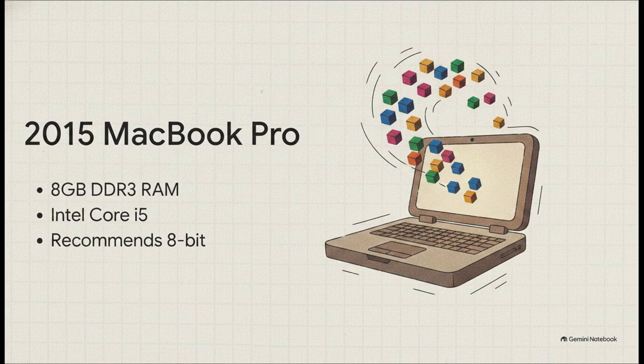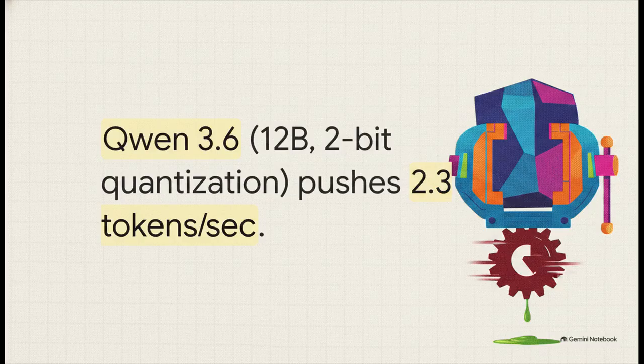It handed us a list of small models, mostly 8-bit quantized, and estimated speeds between 40 and 170 tokens per second. Now that might be a tad generous for a decade-old Intel chip, but we are absolutely in the right ballpark now. And this is exactly where the filtering feature really shines.